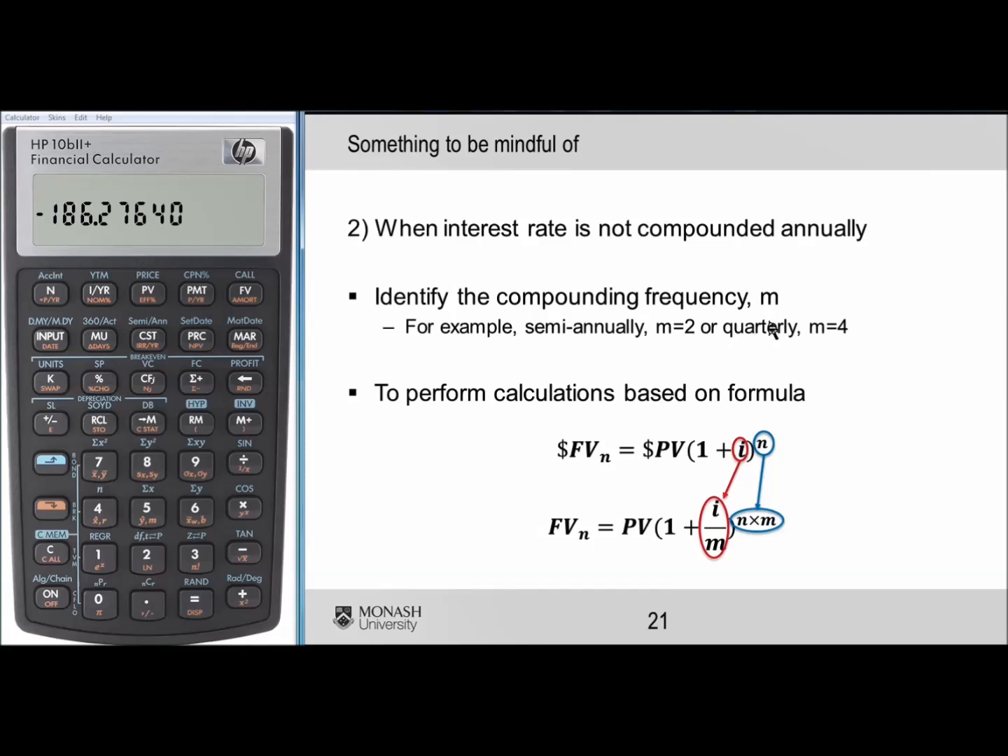After identifying M, the formula will then be adjusted accordingly. So how are we going to do this in our calculator? There are basically 2 ways. I will demonstrate with two different approaches using an example.